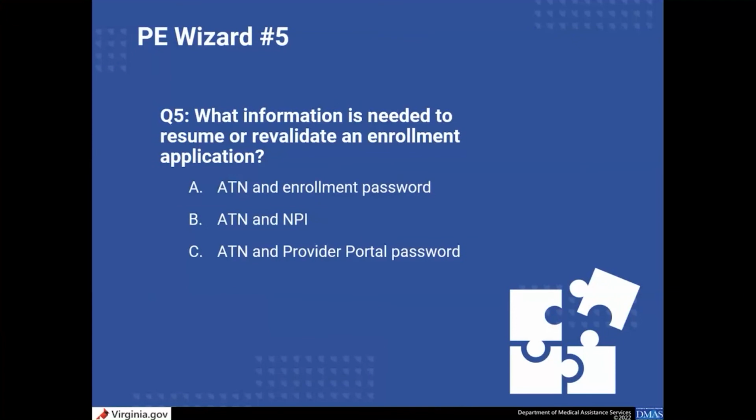So we do have some additional questions for you. What information is needed to resume or revalidate an enrollment application? Is it the ATN and enrollment password, ATN and NPI, or ATN and Provider Portal password? The correct answer is ATN and enrollment password. So what information is needed to check the status for an enrollment application? And the correct answer is ATN and enrollment password.